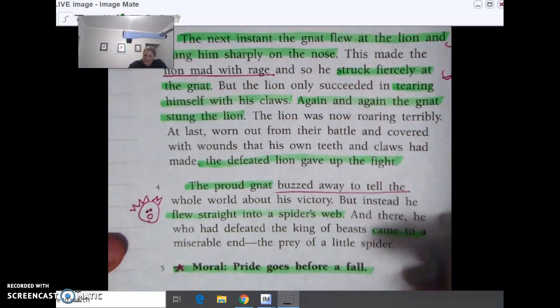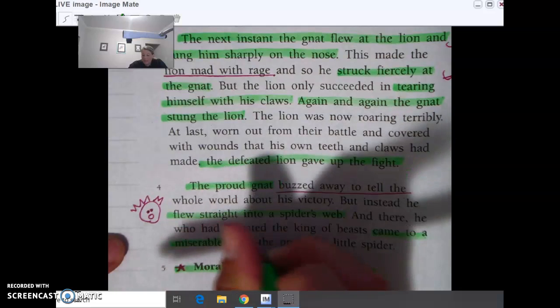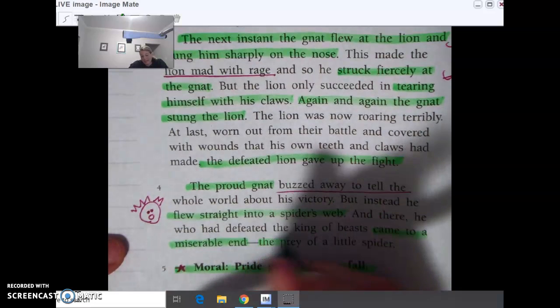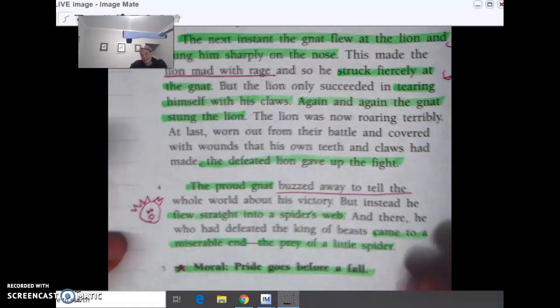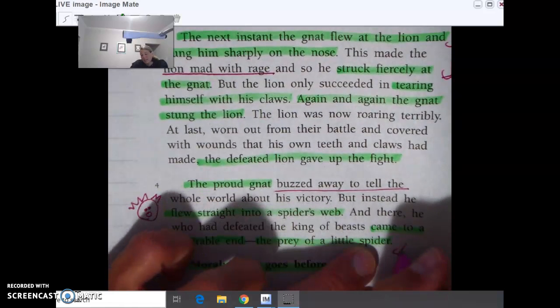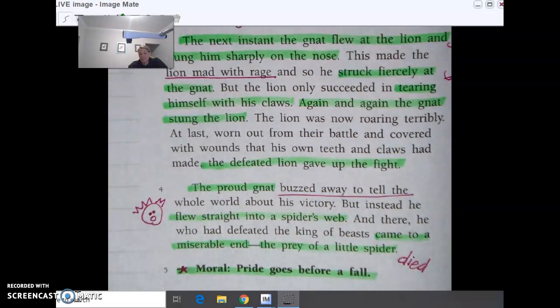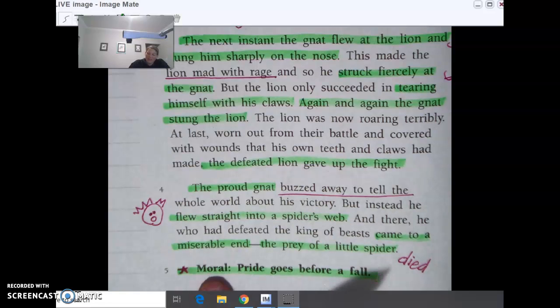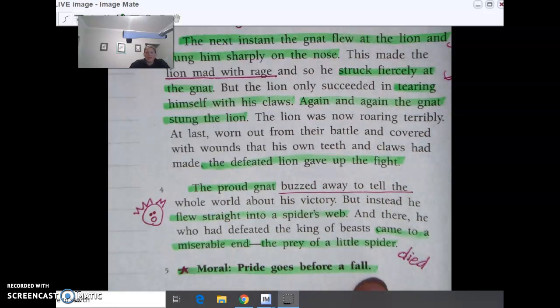What does that mean, guys? He came to a miserable end. The prey of a little spider. Yeah, poor little gnat, he died. He's kaput. That means broken. He died. And then the moral. Pride goes before a fall.